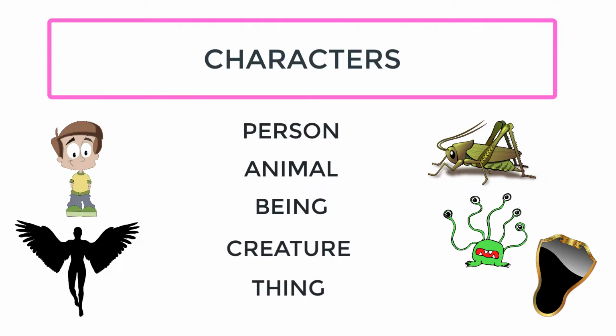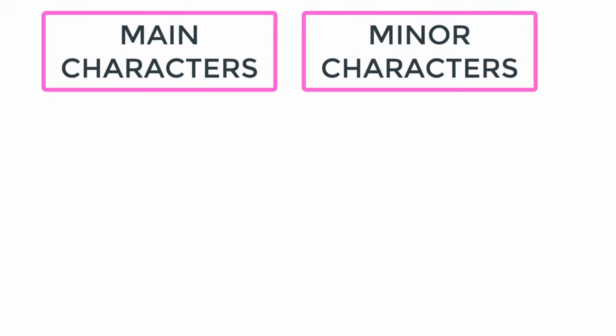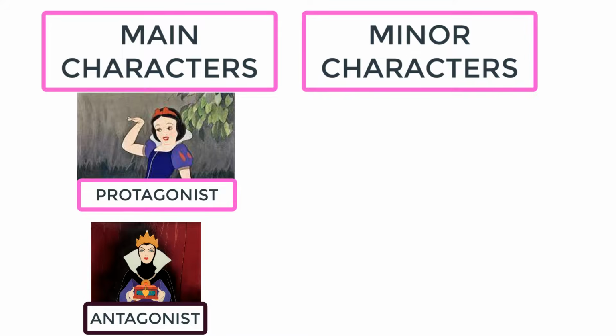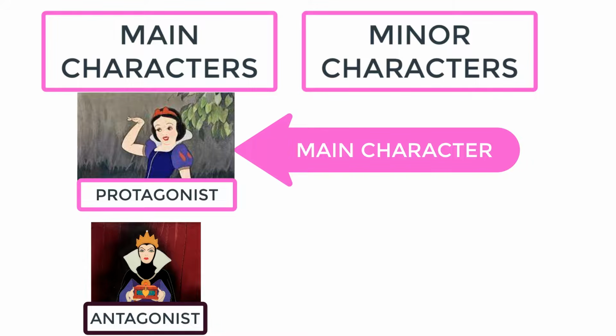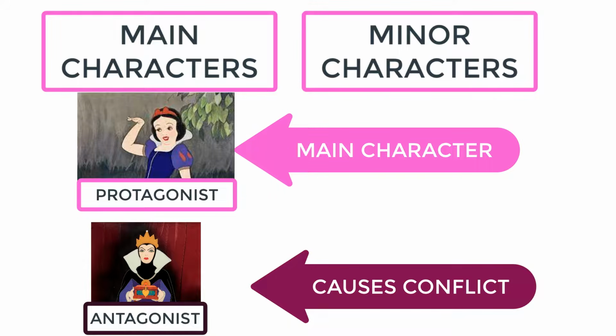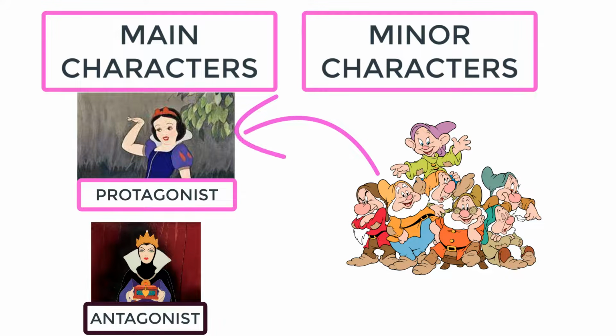We can divide characters into two major categories: the main characters and minor characters. The two main characters are the protagonist and the antagonist. The protagonist is the main character around which the whole story revolves, and the antagonist could be a character or a group of characters that causes conflict for the protagonist. There are also minor characters. These interact with the main character and help move the story along, but they have less influence on the story.